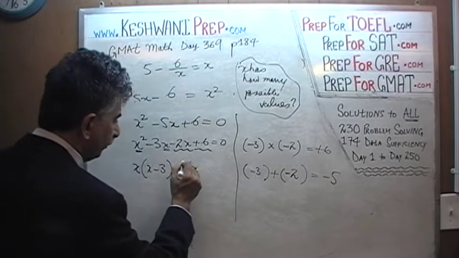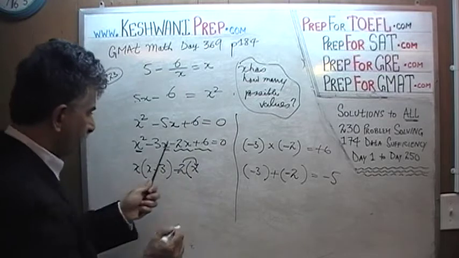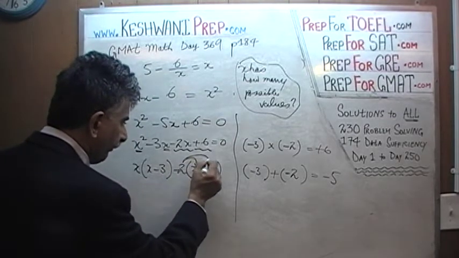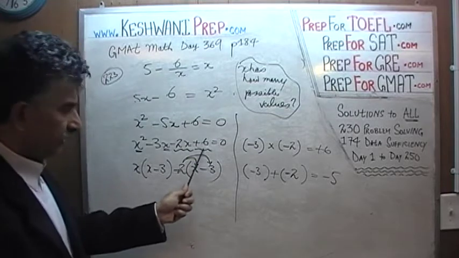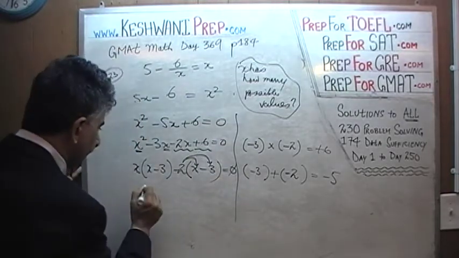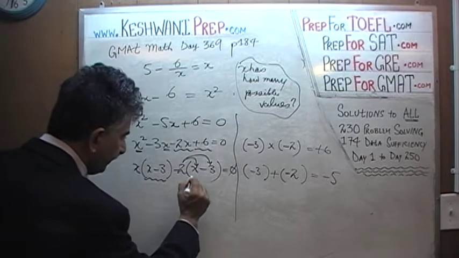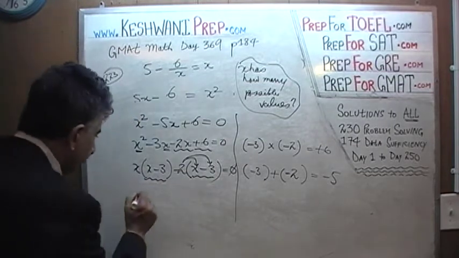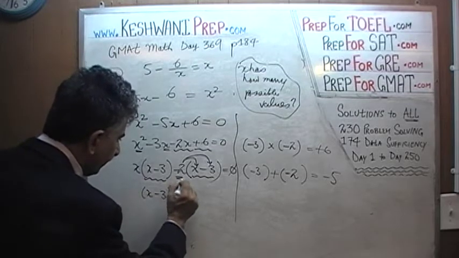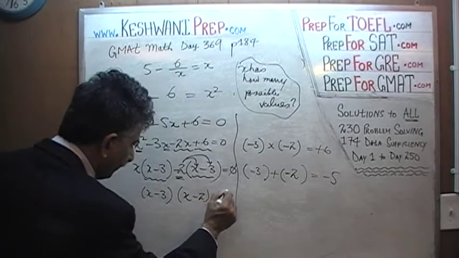We'll end up with x, negative 2 times x is going to give us negative 2x, and then negative 2 times negative 3 is going to give us our positive 6, and that equals 0. And then here, we have x minus 3 here, we have x minus 3 here. We take that out as a common factor, and from here we are left with x, and from here we are left with negative 2. And that equals 0.